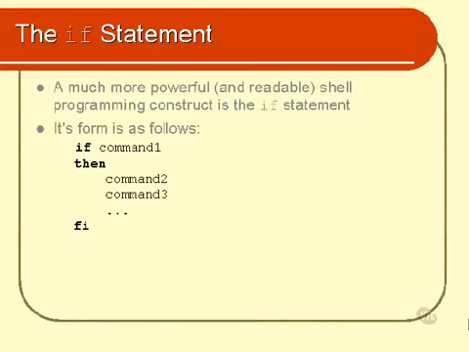And the fi is put there so that the shell knows what point to jump down to if command 1 turned out to be false, or in other words, command 1 produced some kind of error. We would need, of course, to know where to skip down to. We would skip over commands 2 and 3 and so on down to the fi and then continue execution on from that point. So let's look at an example of that.